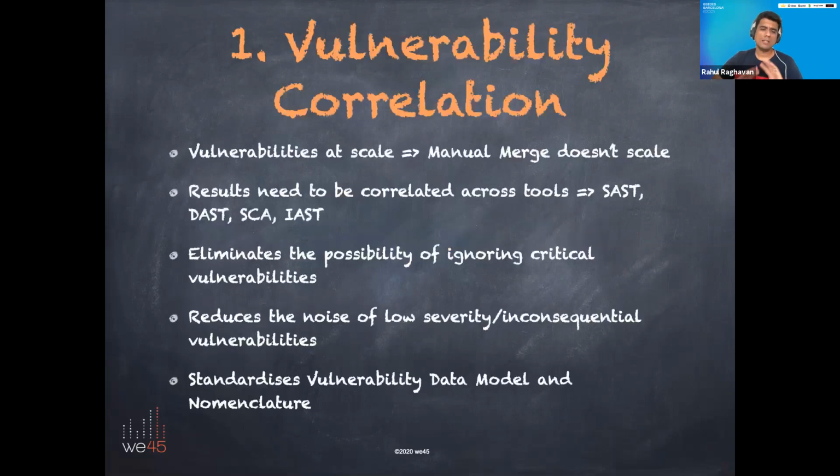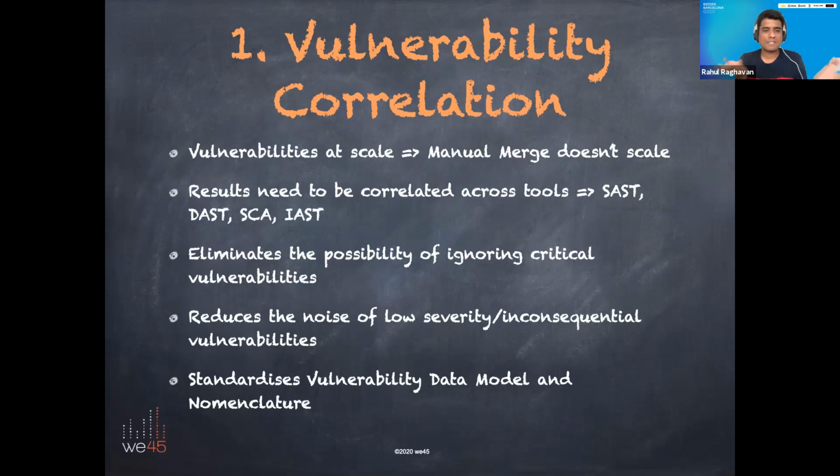The first thing that I want to talk about is vulnerability correlation, or more so automated correlation. Now, going back to a previous discussion, let's say that you have a string of tools in CI that runs on a nightly basis, which means that every night you're going to get results across all of these tools.